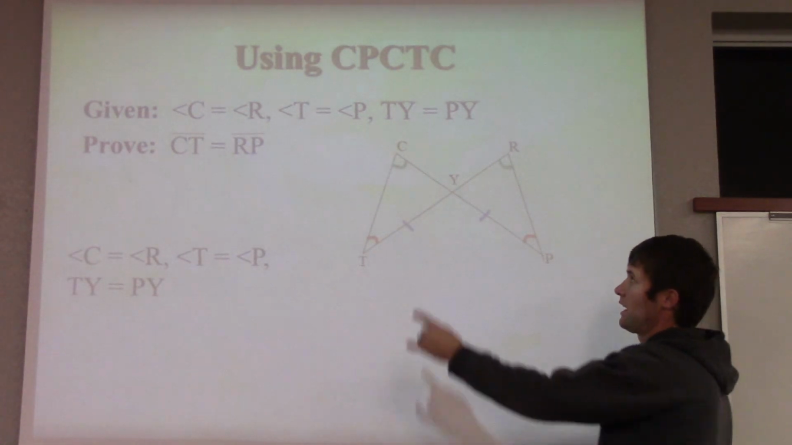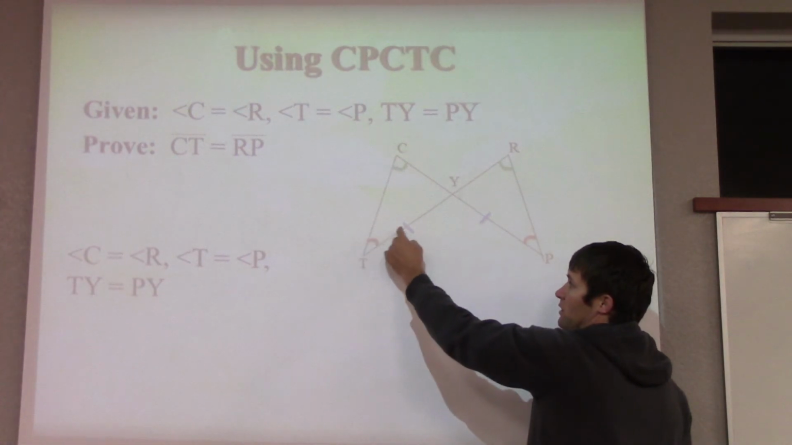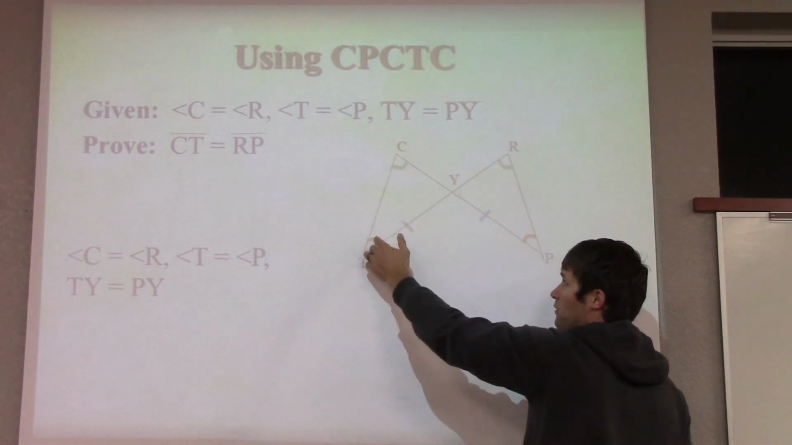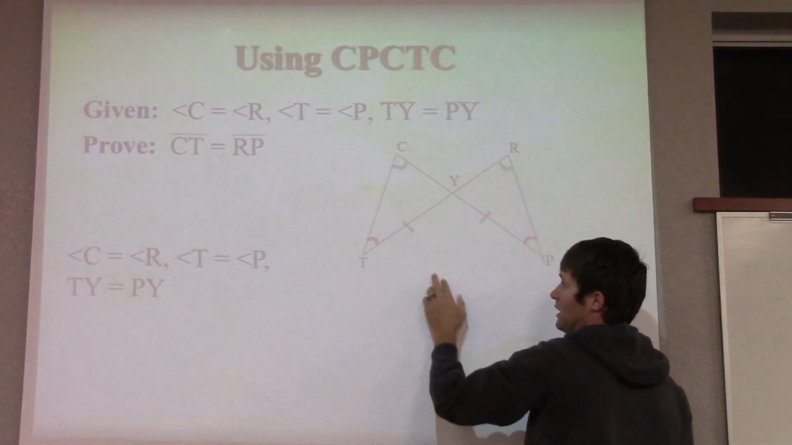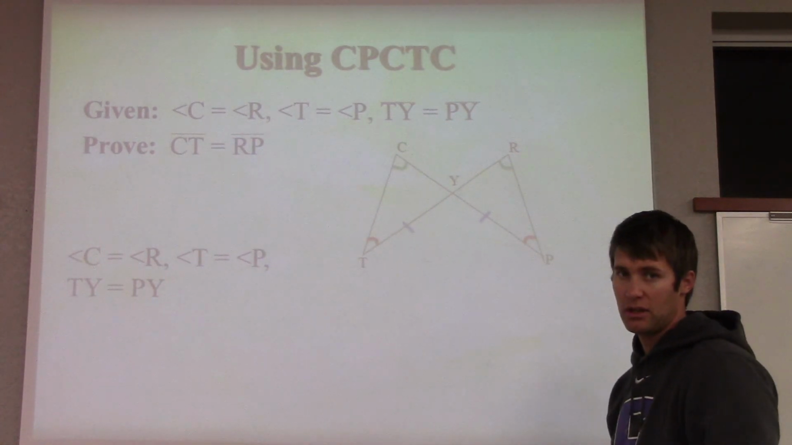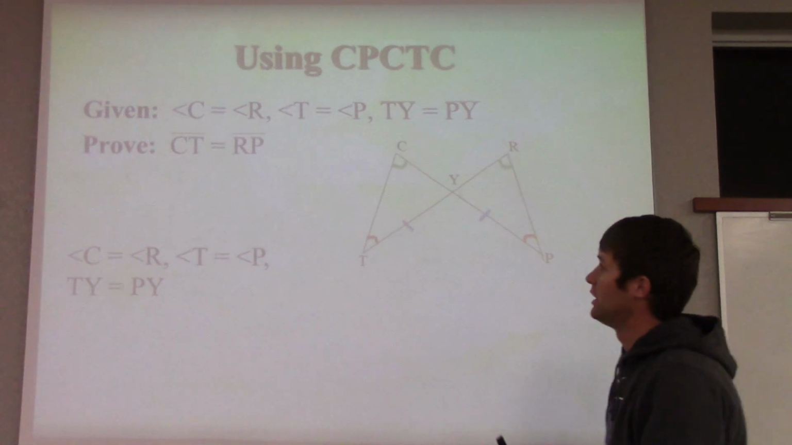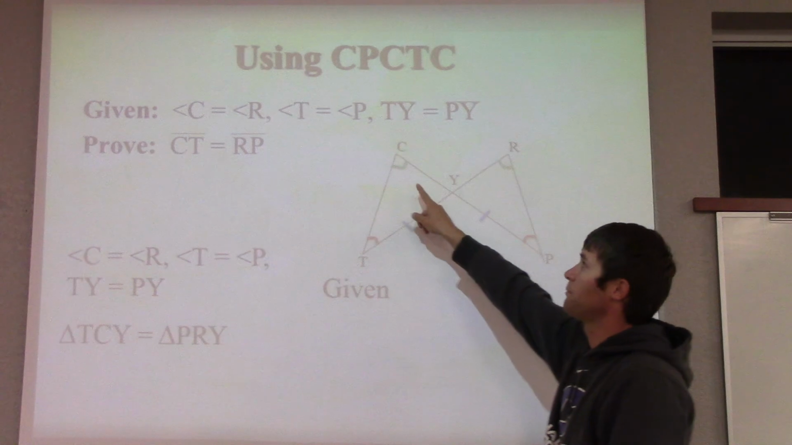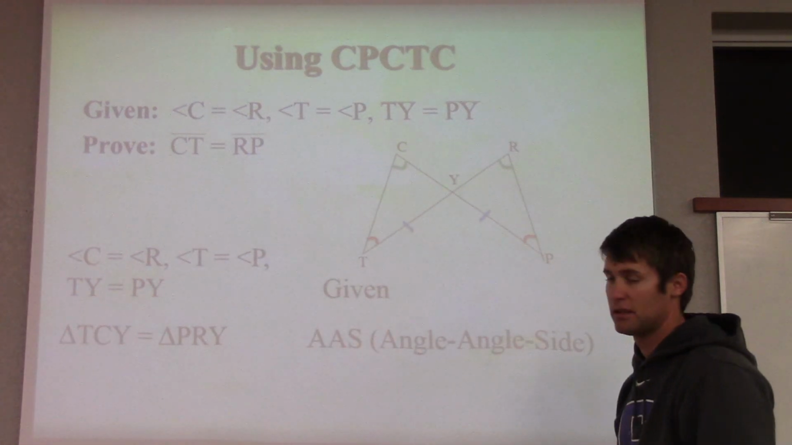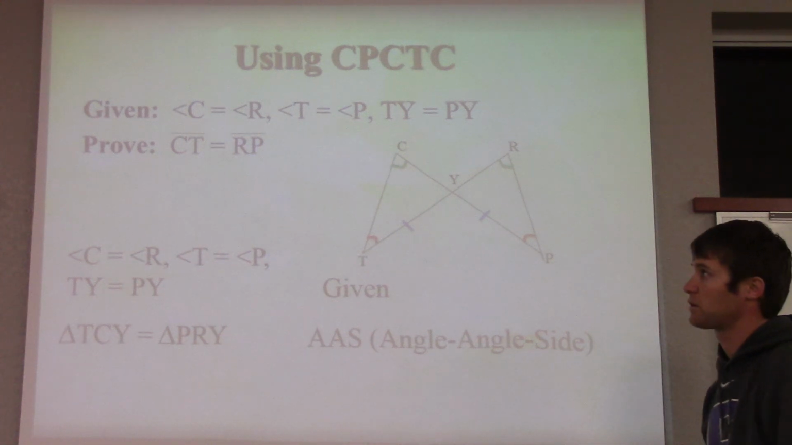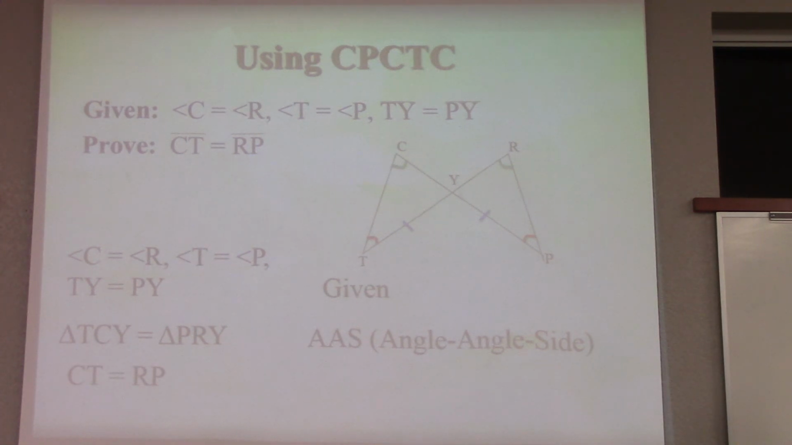So if I look at it, I have angle, angle, side. Or I could have gone, so you just go in order of what you have. So there's nothing over here. If you were to say side, angle, angle, there is no side, angle, angle. There's only angle, angle, side. So that's going to be our proof. So we know that these two triangles are congruent by angle, angle, side, because it's all given to us. So therefore, CT is equal to RP by CPCTC.